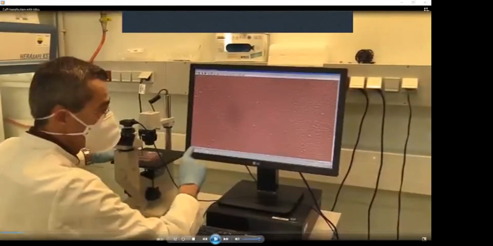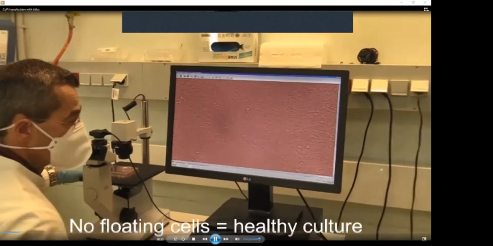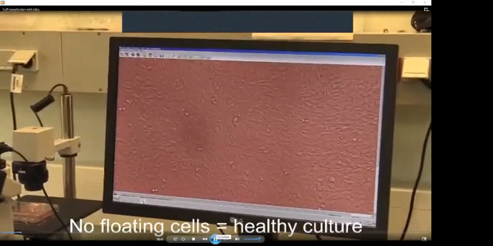So what you see here is that, for instance, this particular well is quite confluent, but it is not completely dense. It's not 100%, because there are still some free spaces, and it is not contaminated, because if it were contaminated, you would see very fast moving small dots, which are the bacteria, for instance. So this is one of your real plates, one of the plates which was prepared by the students, and you see that the quality was good.